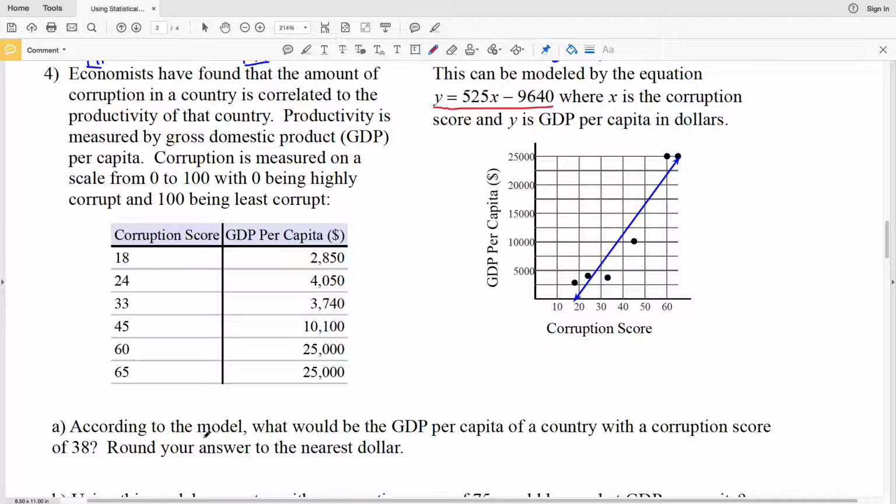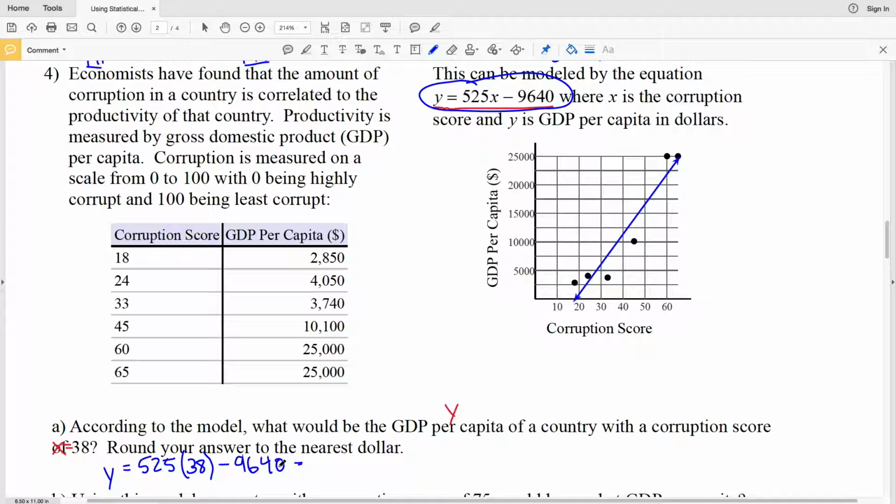So part A says, according to the model, what would the GDP per capita of a country with a corruption score of 38 be? Now remember, corruption score was represented by our x values, and GDP is represented by y values. So we're going to plug in an x value of 38 and solve for y. So using our line of best fit, we have y equal to 525 times x, which we're plugging in a value of 38 for x, and then we'll subtract 9,640.